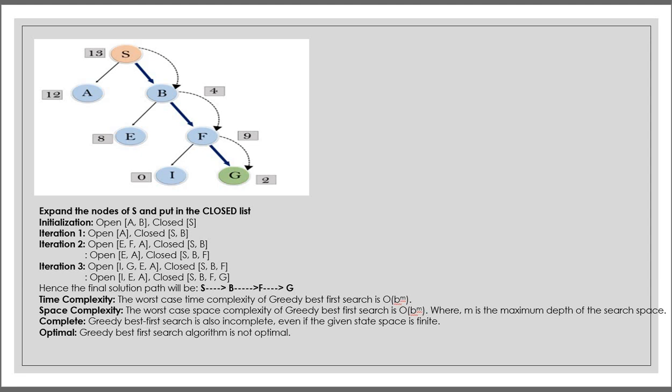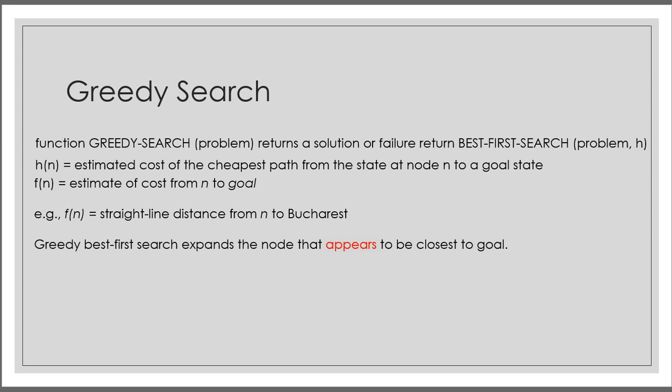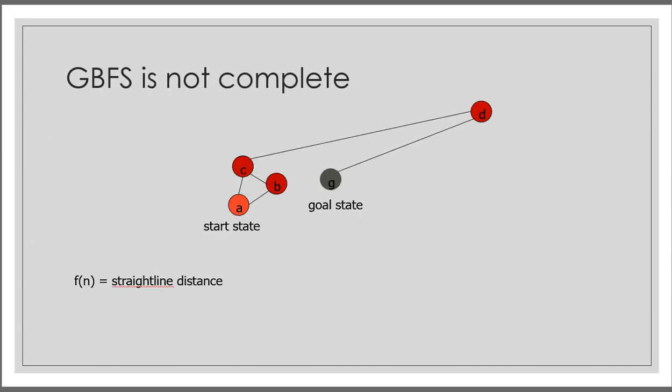We are going to the next method, that is the greedy search method. In the greedy search method, the function greedy search(problem) returns a solution or failure, and returns best first search(problem, h). h(n) is equal to the estimated cost of the cheapest path from the state at node n to the goal state. f(n) is equal to the estimated cost from n to the goal. For example, h(n) is equal to the straight line distance from n to Bucharest. Greedy best first search expands the node that appears to be closest to the goal.